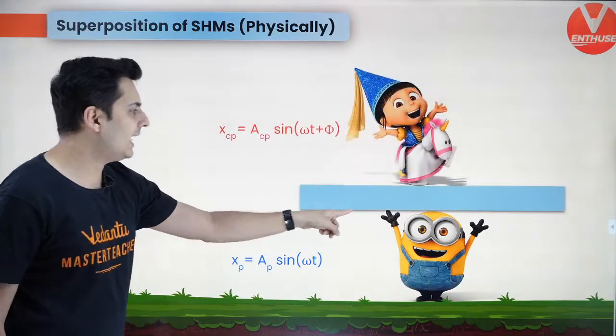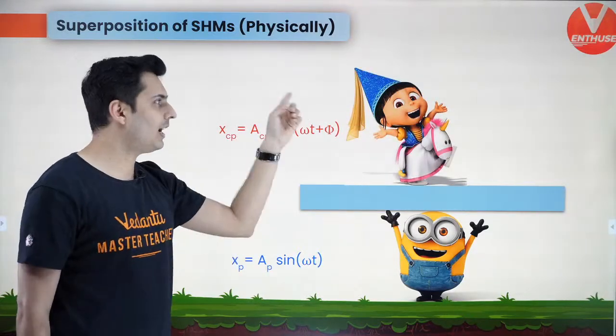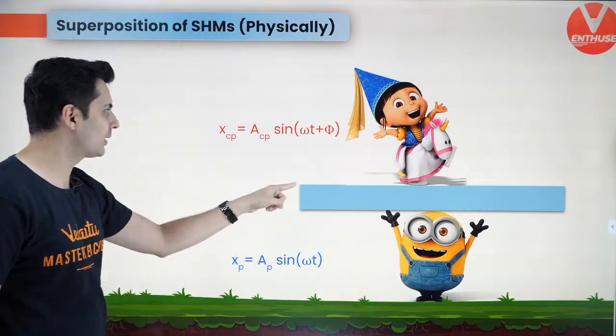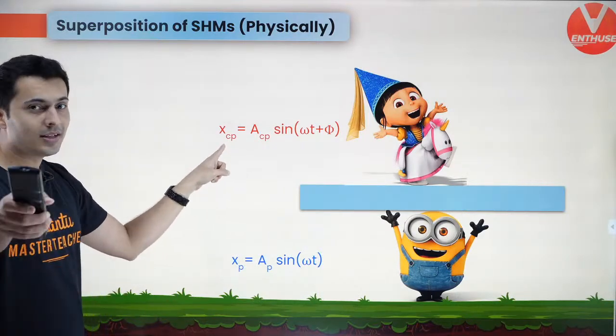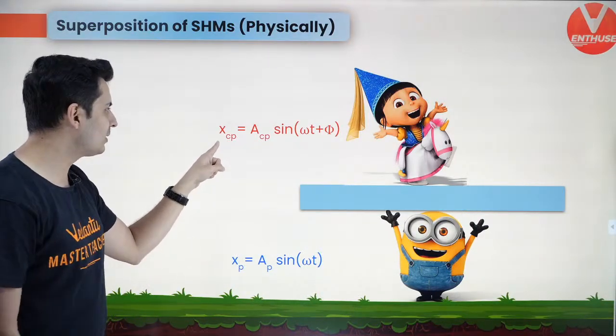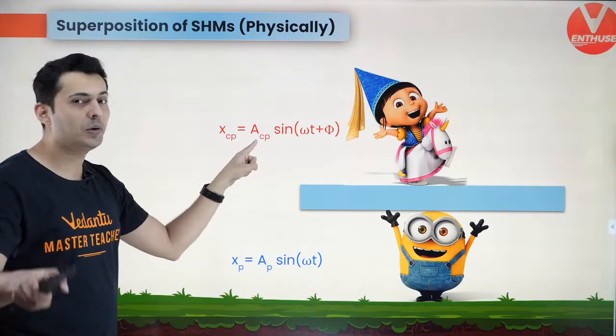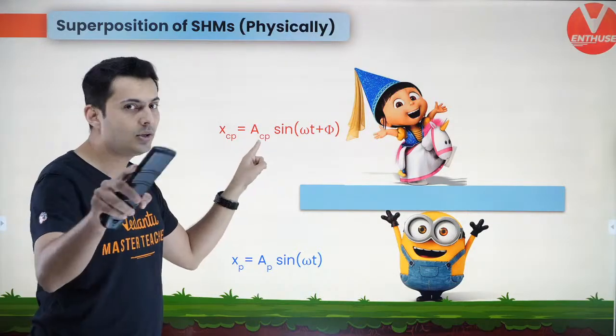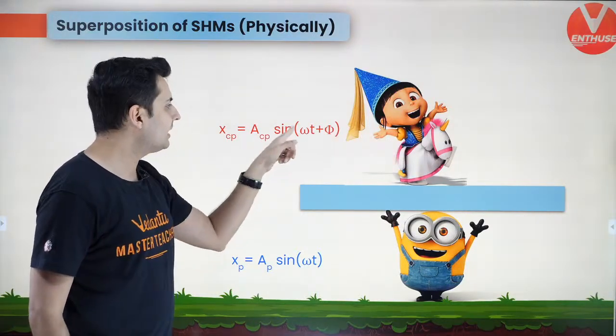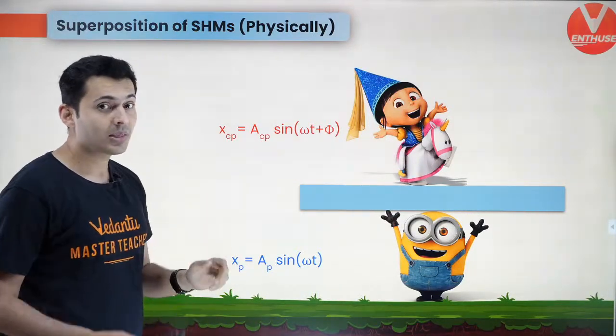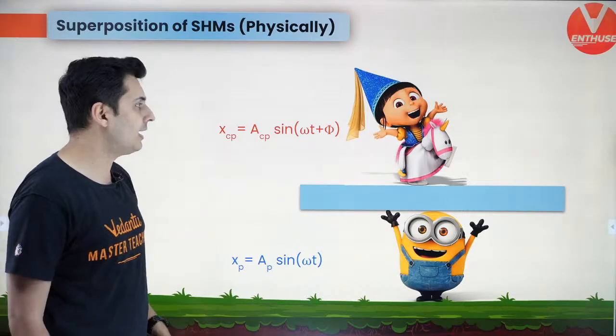Now he holds a plank, and on that is Champa, and Champa is going back and forth with respect to Pandu. That's why these symbols, you can welcome Champa as well. So XCP, Champa's position with respect to Pandu, is ACP, the amplitude of Champa on the plank, sine omega t plus phi. I'll explain why that extra phi has come.